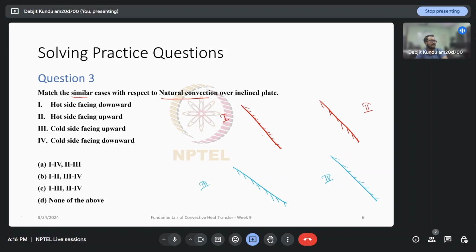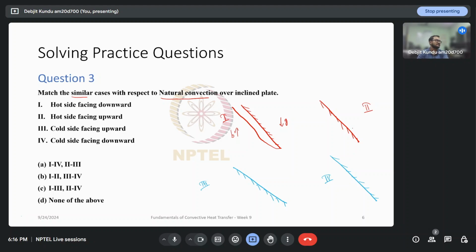So let's say if I have a hot plate like this, the plumes will start from the bottom, and the boundary layer will start from the bottom and try to go up, but it won't expand as much because it's moving up, because gravity acts in this direction, so the buoyancy will act in this direction, and as a result it actually moves towards the wall. So the boundary layer is not as thick as in the other case.